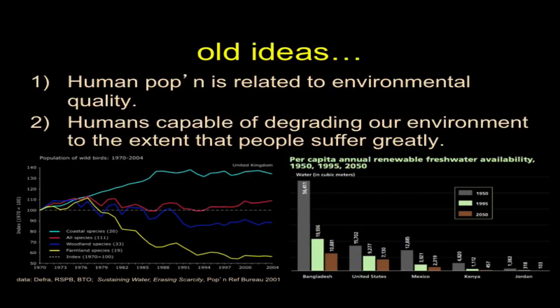And then secondly, it's possible that humans could degrade our environment to the extent that we would in turn suffer greatly. Old ideas. These are just a couple small examples here. One, it might be a little small for you guys in the back, but this one on the left is birds in the UK from 1970 to the middle part of last decade. And the different colors just represent different categories of birds. So for example, the light blue is coastal species, the yellow is farmland, etc.